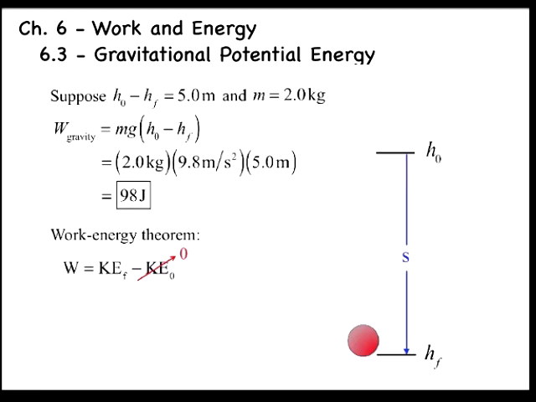Now, what is the speed of the ball just before it hits the ground? Since we know the final kinetic energy is given by KE final equals 1/2 mv final squared equals 98 joules, and we know the mass equals 2.0 kilograms, we solve for the speed, v final. We have v final equals the square root of 2 times 98 joules divided by 2.0 kilograms, which equals 9.9 meters per second.